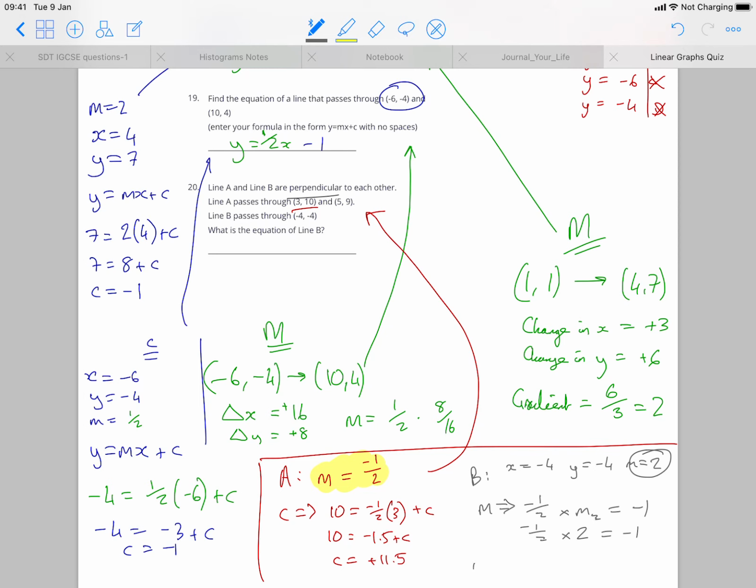So we know it's going to be y equals mx plus c. We know m, and x and y are both negative 4. So it's going to be negative 4 equals 2 times negative 4 plus something. Something is 4. So the gradient was 2 and the intercept was 4. And that's your answer. Well, didn't do so well on question 19, but we got there in the end.